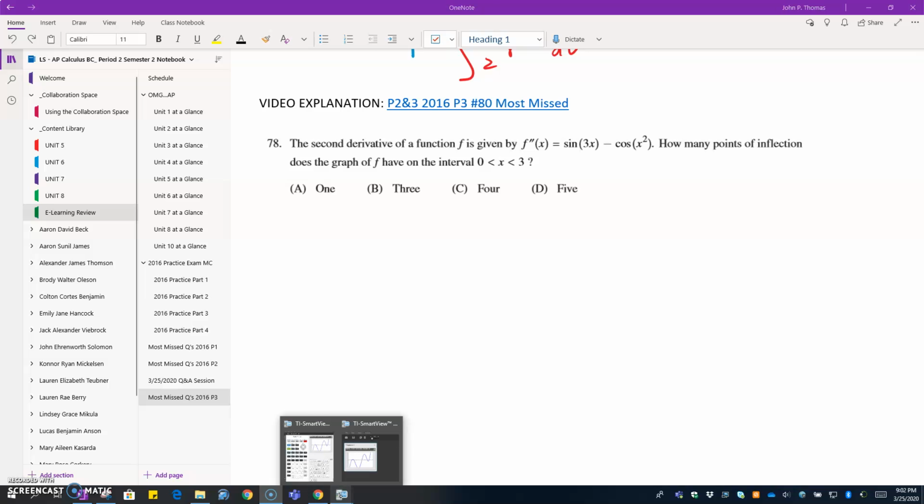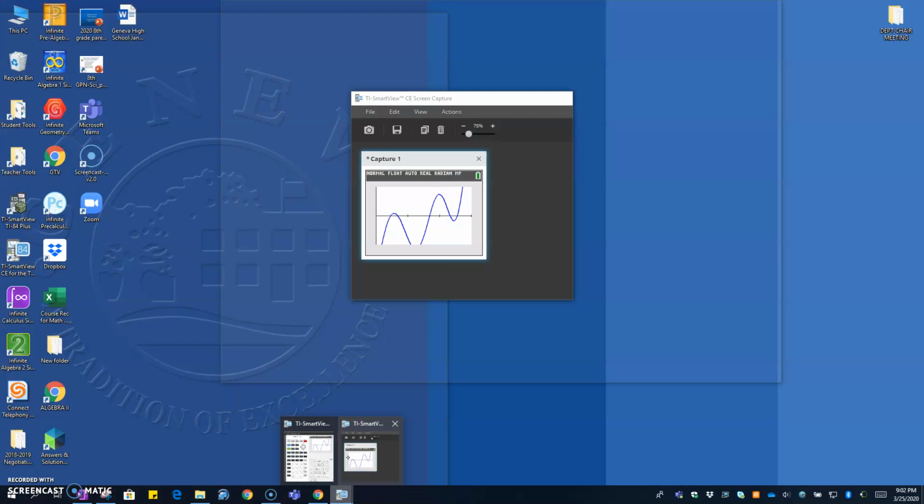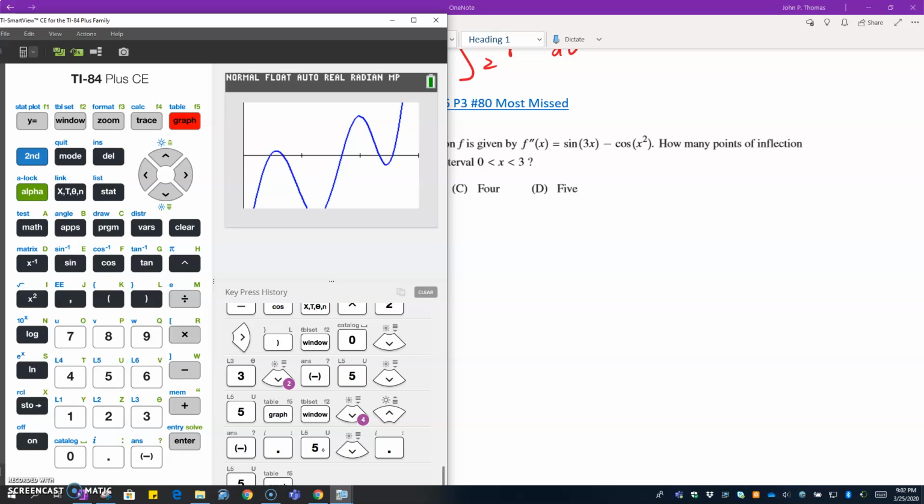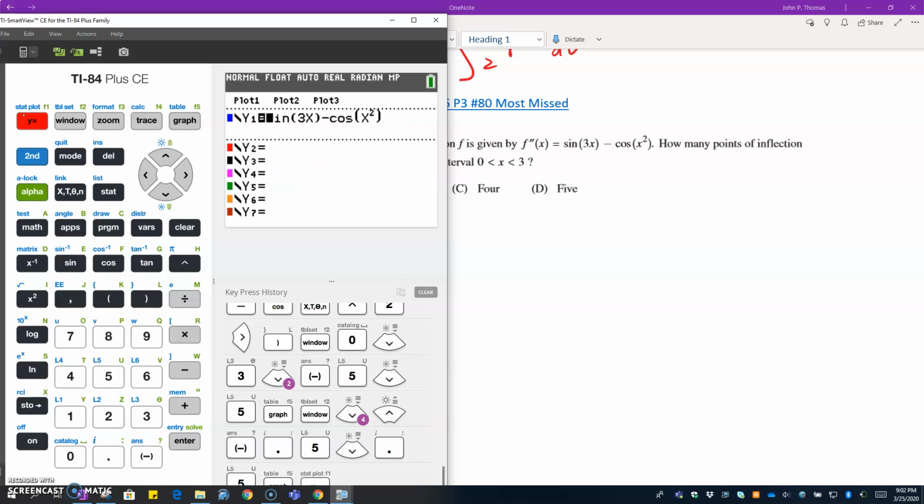So we're calculator active on this part, so I'm going to go straight to my calculator. All right, I'm going to go ahead to y equals. I'm going to make sure I'm in function mode, and I'm going to type the function in, so I have that in there.